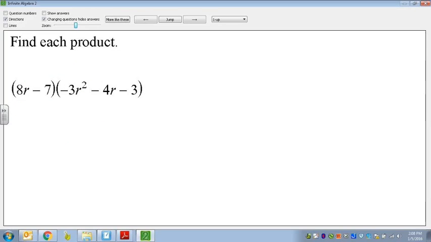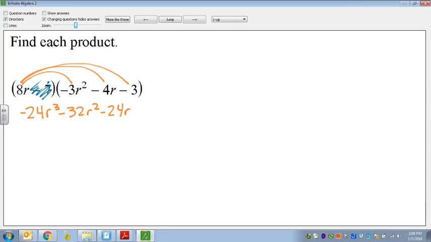Okay? So for this problem, we're going to essentially do the same thing. But let's ignore that negative 7 for now. And all we do is distribute the 8r to everything first. So 8r times negative 3r squared is negative 24r cubed. 8r times negative 4r is negative 32r squared. And 8r times negative 3 is negative 24r.